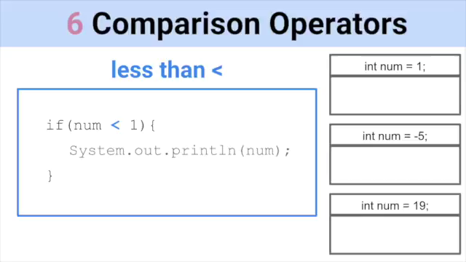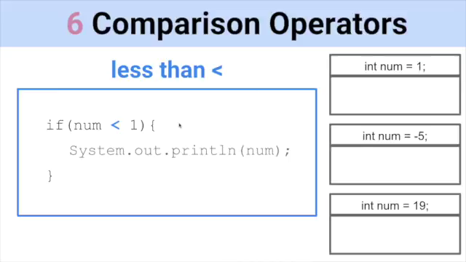Okay, less than. Some people get confused with the less than and greater than signs. For less than, the smaller side, you read from left to right, just like in regular reading. So if it's the tiny side first, then it's less than. And then the bigger side would need to be first to be greater than. So this is a less than symbol. If num is less than 1, it's going to print it out.